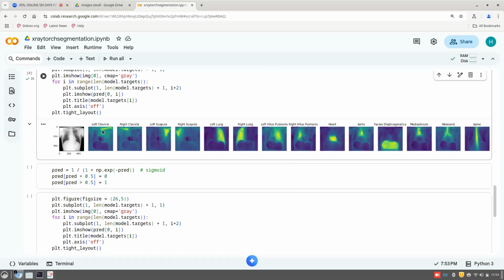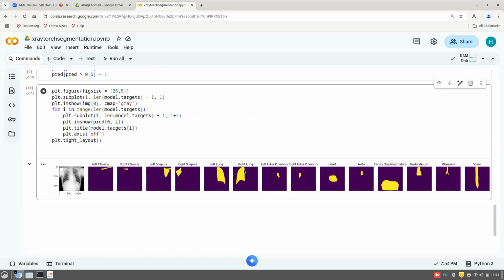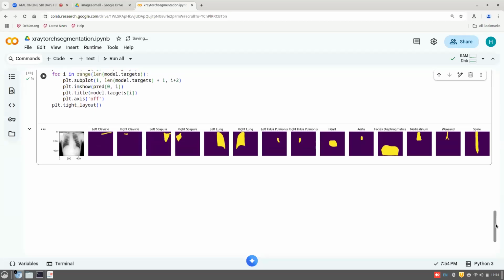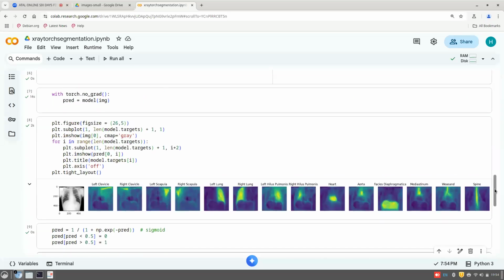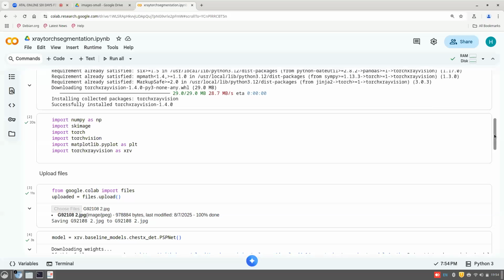Basically, the heat map shows left clavicle, right clavicle, left scapula, right scapula, left lung, right lung, etc. These heat maps are actually detecting each region of the X-ray, like left lung, right lung, pulmonary, heart, aorta, mediastinum, spine. So this can be used to effectively predict the different diseases and disease affected regions by the AI engine. So with this, I think I will conclude my presentation.